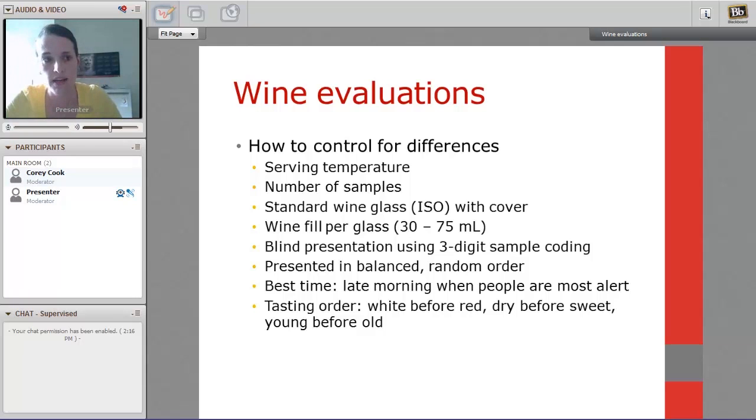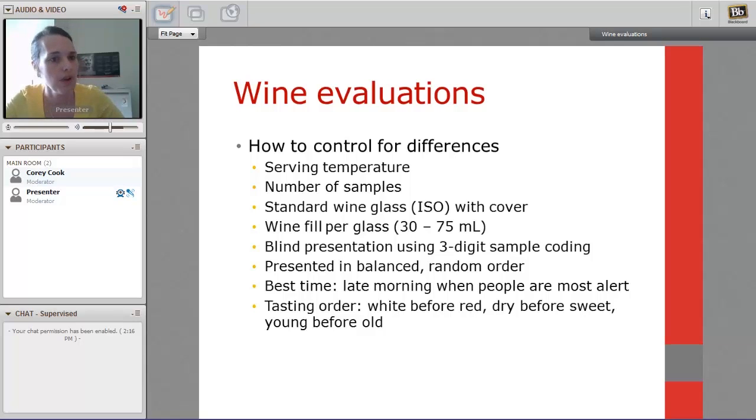We do use special covers, but you could also just use an inverted glass to trap all those aromas in there, and hold it at room temperature, and you'll be able to smell more of the aromas that are coming out of the wine. Fill per glass is 30 mL, which is an ounce, to about 75 mL, depending on how much you need. It's enough that you can do a good swirl without spilling it. It's always important, if you're going to be comparing different wines for color, to have equal fill and the same size glasses. Otherwise, you're not comparing apples to apples.